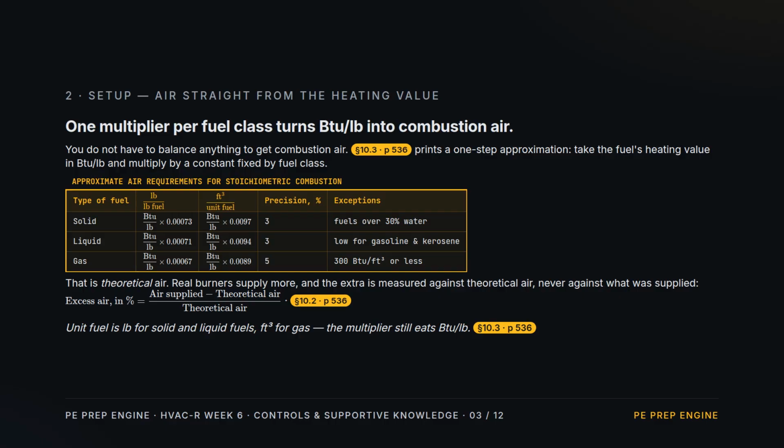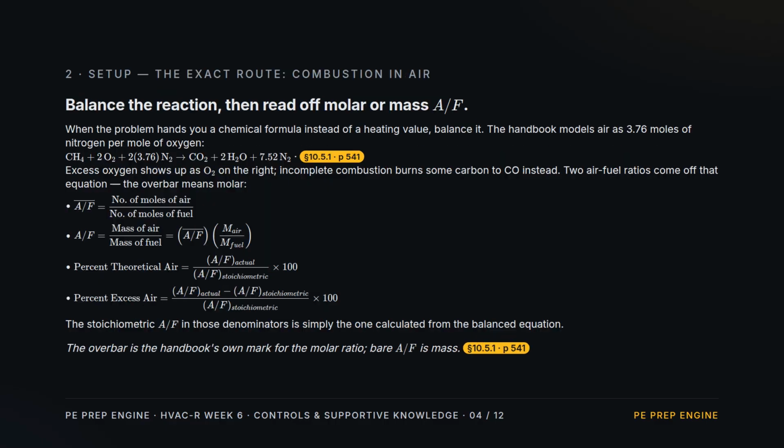That result is theoretical air. Real burners supply more, and the extra is measured against theoretical air, never against the air already supplied. Setup: the exact root. When the problem hands you a chemical formula instead of a heating value, balance the reaction. The handbook models air as 3.76 moles of nitrogen per mole of oxygen. So stoichiometric methane in air gives carbon dioxide, 2 waters, and 7.52 nitrogens.